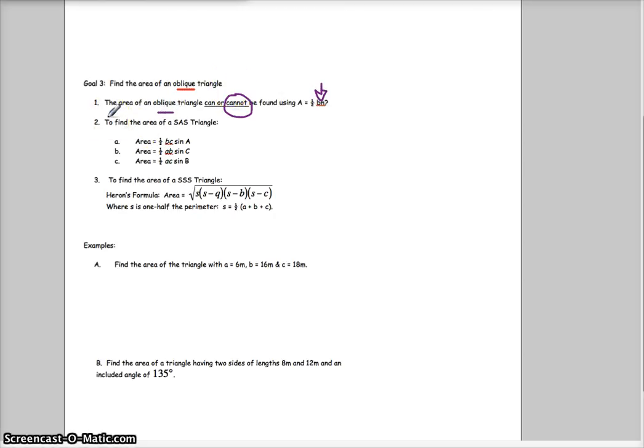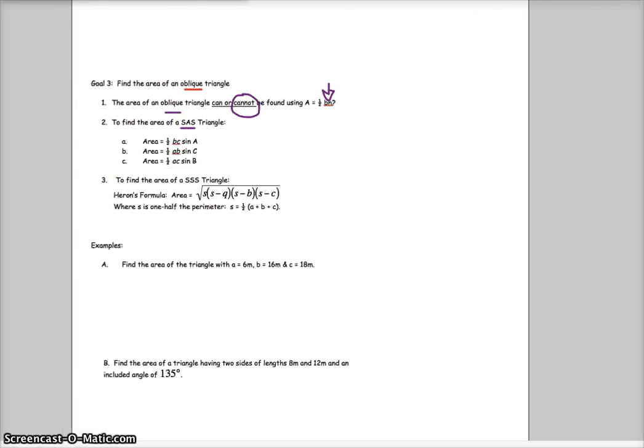So I'm going to introduce you to two formulas that allow you to calculate the area of an oblique triangle. Let's look at the first one. The first is to find the area of an SAS triangle. Remember, that's the type of triangle when we know two sides and an included angle. So let's draw a triangle and look at this. All right, so here's a triangle.